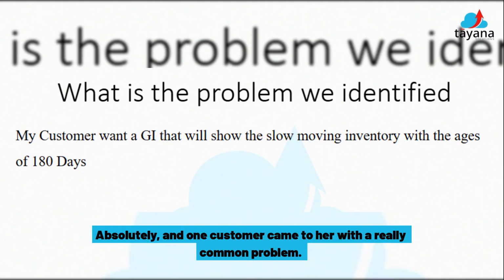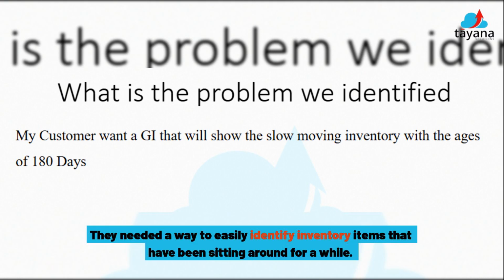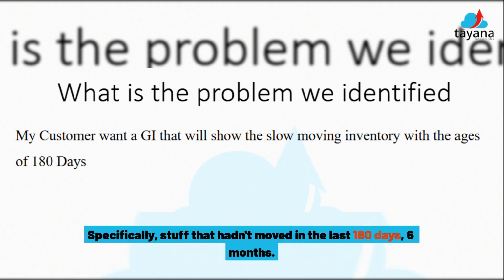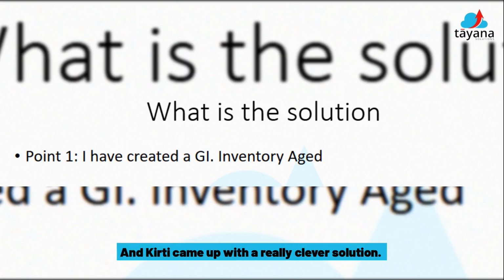Oh, absolutely. And one customer came to her with a really common problem. They needed a way to easily identify inventory items that have been sitting around for a while, specifically stuff that hadn't moved in the last 180 days, 6 months. Oh, so they're trying to figure out what's basically dead stock, potentially. Exactly. And Kirti came up with a really clever solution.